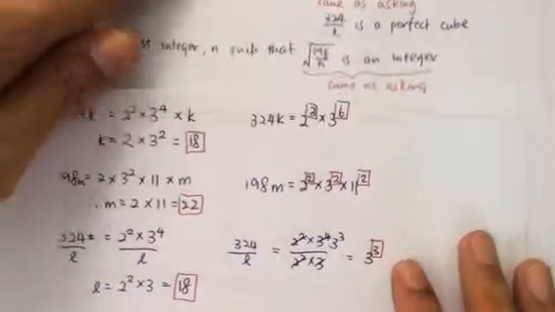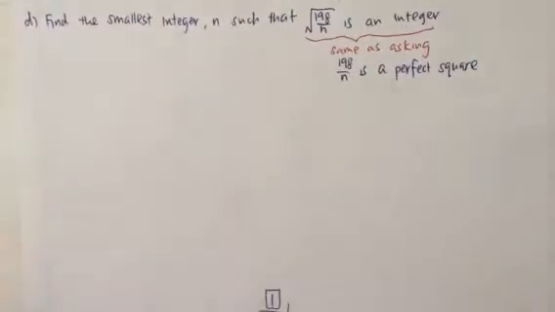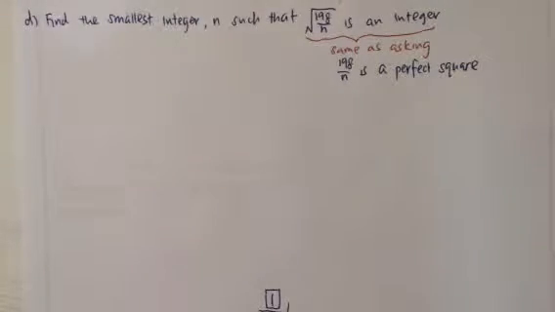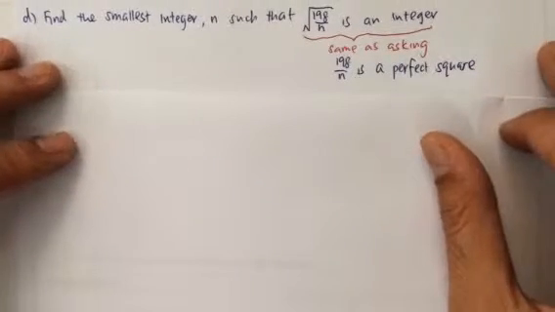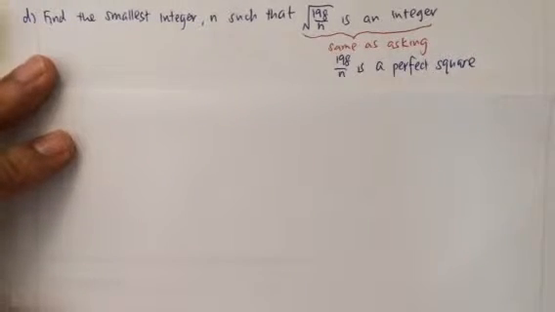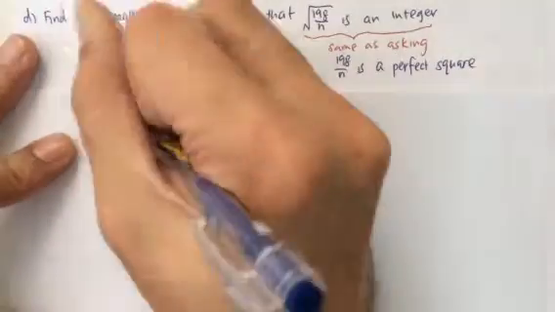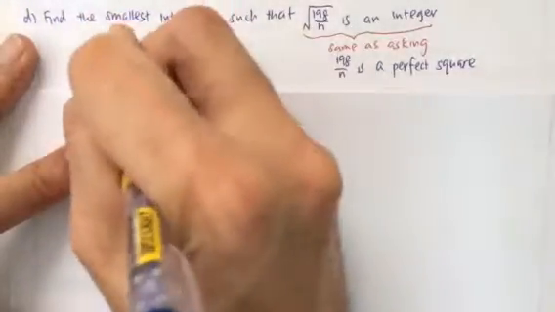Now, let's look at the last question. We want to ask for the smallest integer n such that the square root of 198 over n is an integer. This is the same as asking for 198 over n to be a perfect square. So previously we know that 198 is actually 2 times 3 square times 11. So 198 over n means this.